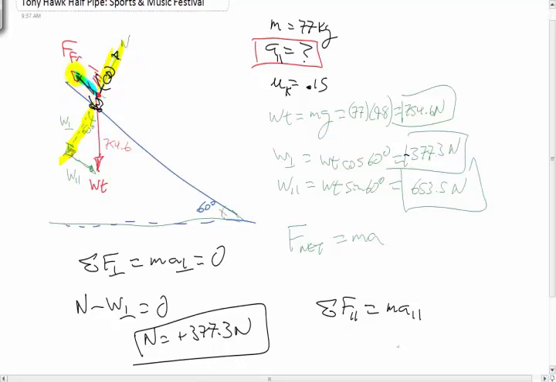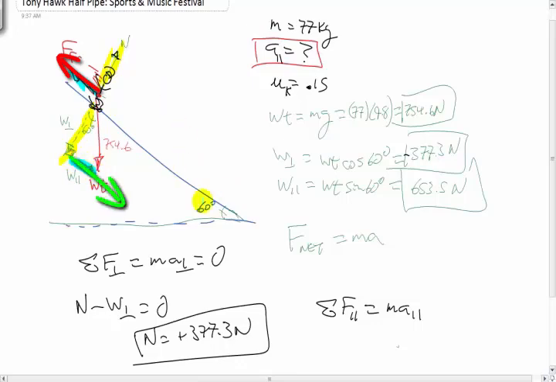We got the force of friction trying to slow you down. That's the whole point of designing a half pipe, so that when a skater wipes out, they can slide on their knee pads and not get hurt. And then what else is acting parallel? What's pulling you down the incline? Gravity. Weight, but which weight? It's weight parallel. You see that?